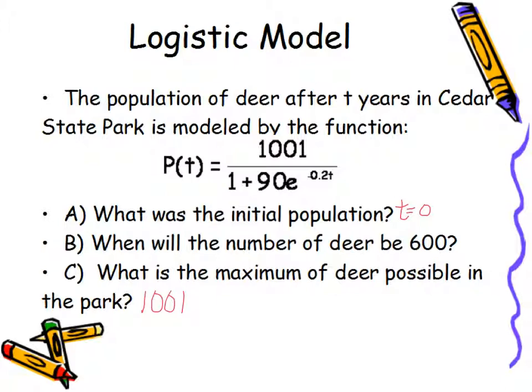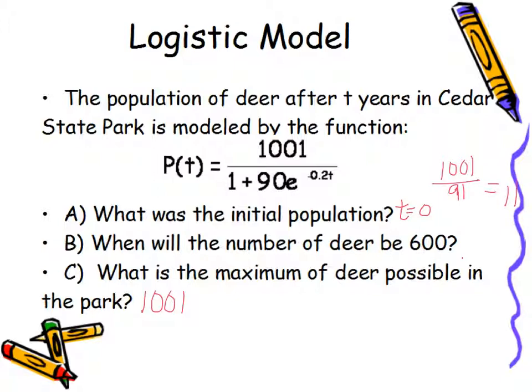So really on this, it becomes 1001 divided by 91. So plugging in a 0 actually kind of simplifies things out nicely. So if I type that in my calculator, 1001 divided by 91, I get 11. Okay, so there were 11 deer to start with. Okay, and I'm sorry, I wrote that kind of in the wrong place. That needed to be up higher, up here. So this is 1001 divided by 91, which ends up getting us 11.